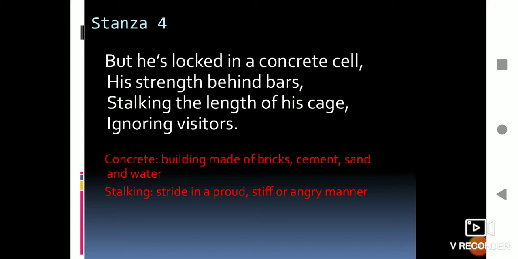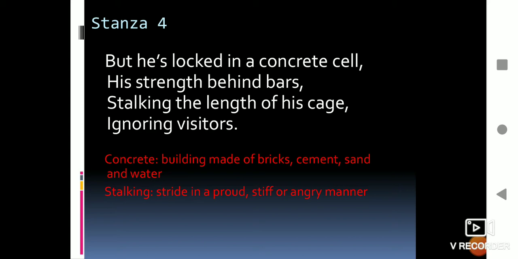So, but he's locked in a concrete cell. He should be in the jungle. But at present, where is he? He is in a concrete cell. Cell means jail, prison. His strength behind bars, all his strength, which he should be using in catching his prey, in running behind animals and catching them and having their food. That strength is of no use because that strength is not being used. It is behind bars. Behind bars means in the cage, in the prison.